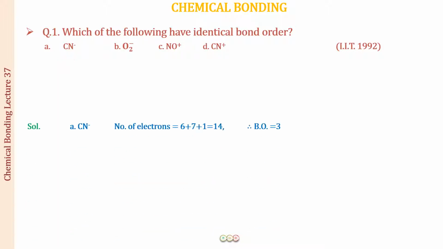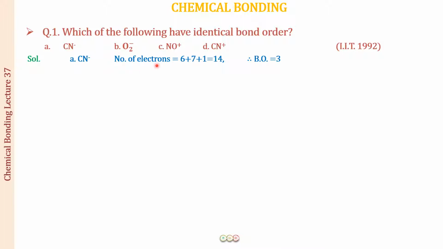So CN negative, number of electrons: carbon is 6, nitrogen is 7, minus 1 charge means we will be adding one electron, so 6 plus 7 plus 1 is 14, so the bond order simply is 3. Nothing more to be done about it. O2 negative: 16 plus 1 is going to be 17, bond order is going to be 1.5. How did I do that? Well, 14 was 3. We have jumped 3 places, so 3 into 0.5 is 1.5. 3 minus 1.5 is going to give you 1.5 as the bond order.